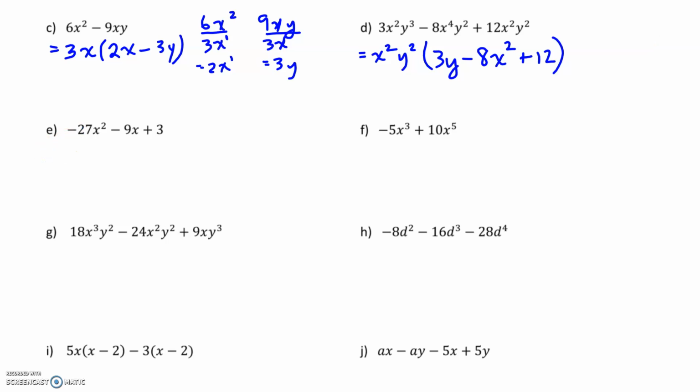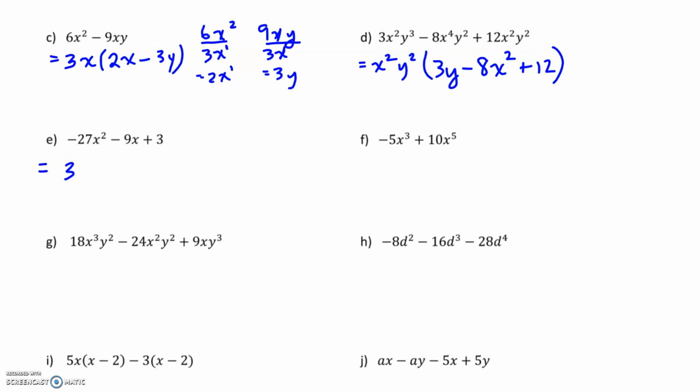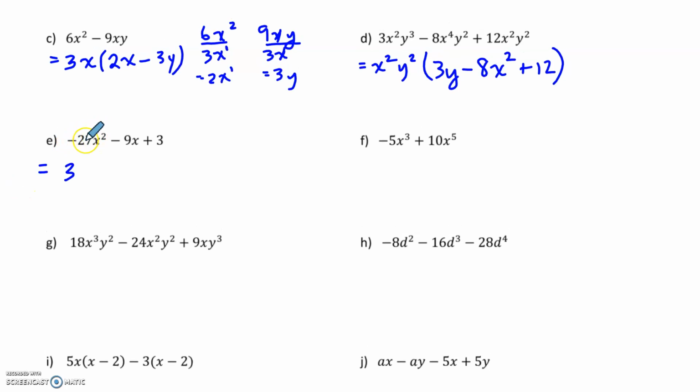Okay, so I'm looking for a common factor between negative 27, negative 9, and 3. I can see that 3 would divide into 27, 3 divides into 9, and 3 divides into 3. So 3 is my common factor. But there's something different about E compared to the first 4 we did. E, the first term is negative.